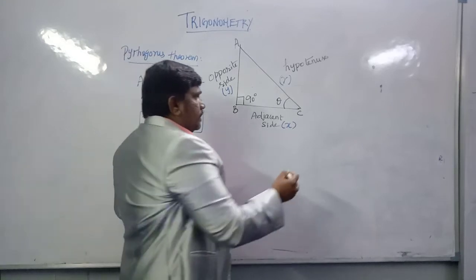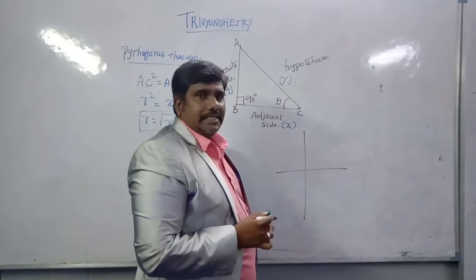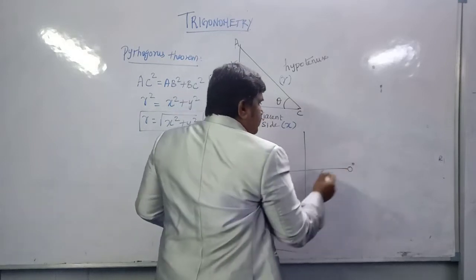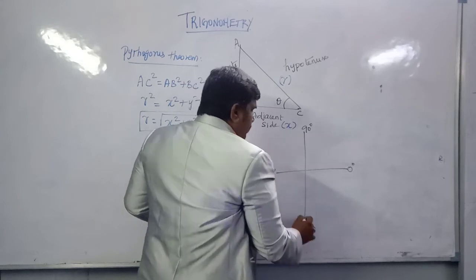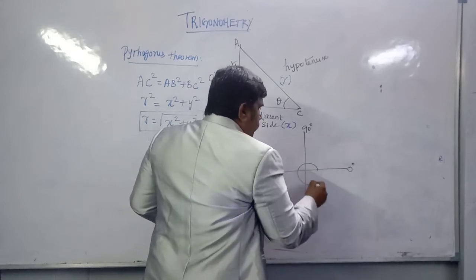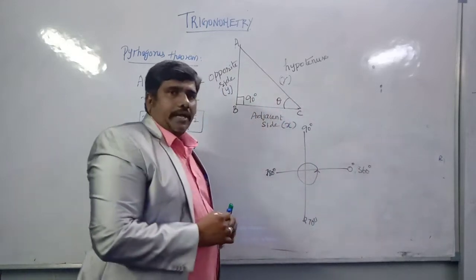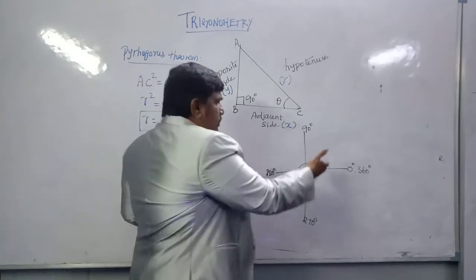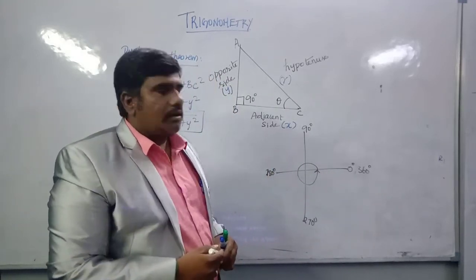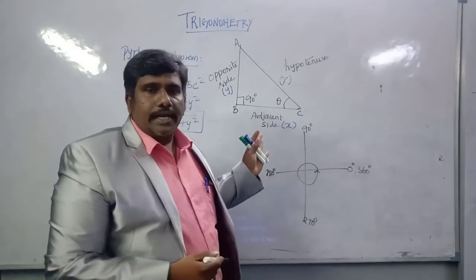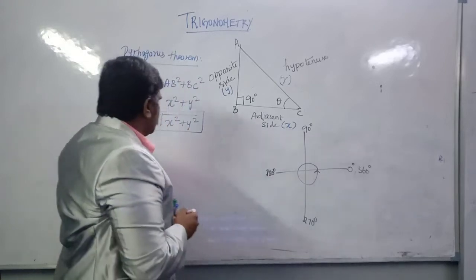Why? Because in a circle the total angle subtended is 360 degrees. It starts with 0 degrees, then 90, then 180, then 270, and once it completes one cycle, again it becomes 360. So this has a circular phenomenon, and all these functions are called circular functions. So what are those circular functions?